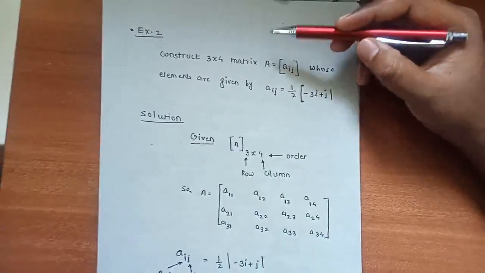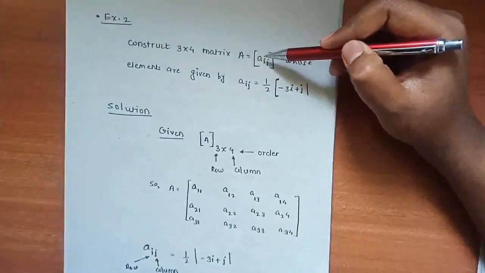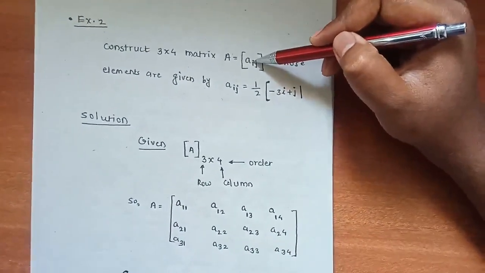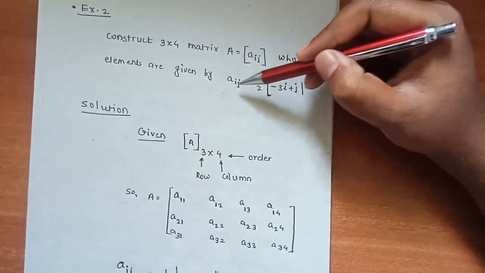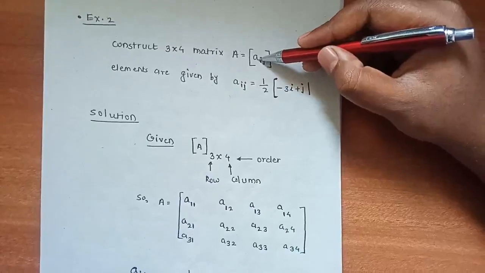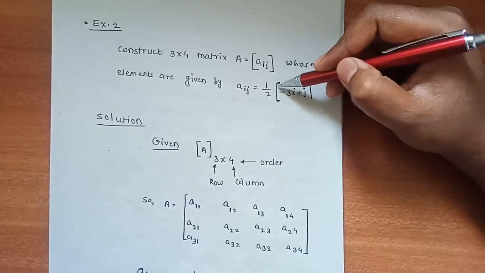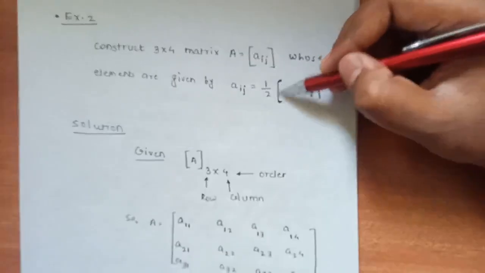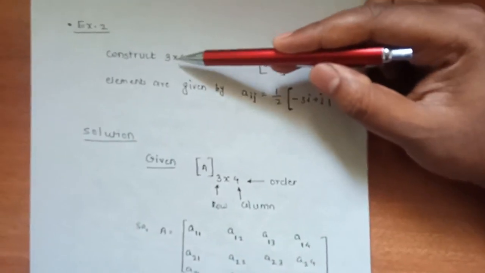Sometimes they ask in the exam, construct a 3 by 4 matrix. This is a matrix they have given, and this matrix is Aij. This A means individual element, i stands for row, j stands for column. So we have to construct the matrix by using this equation. They have provided some equation in the question itself. To find the element, they have given some mathematical form, 1 by 2 mod of minus 3i plus j. So don't consider this as a bracket, this is a mod sign, this vertical line. And they ask you to construct the matrix of 3 by 4.